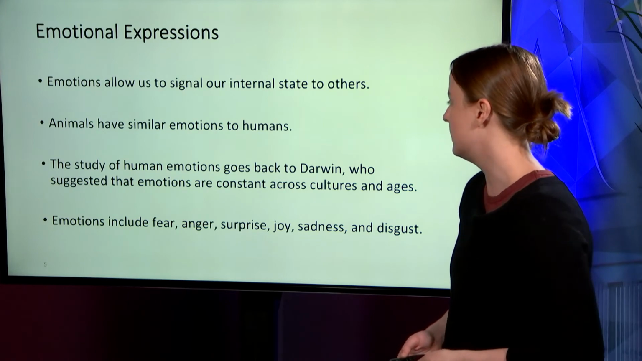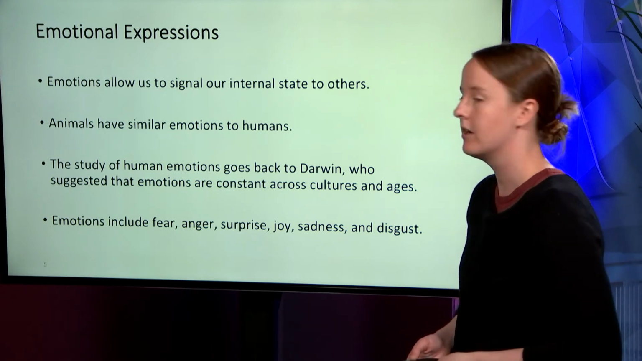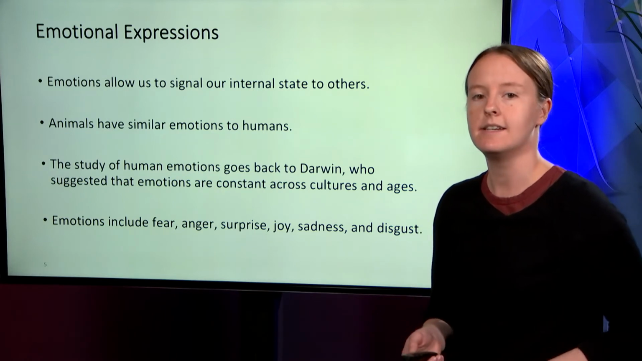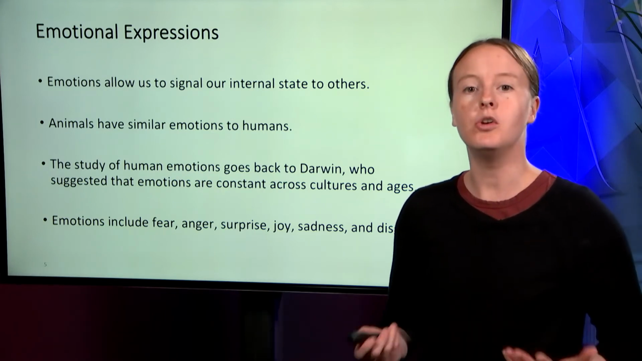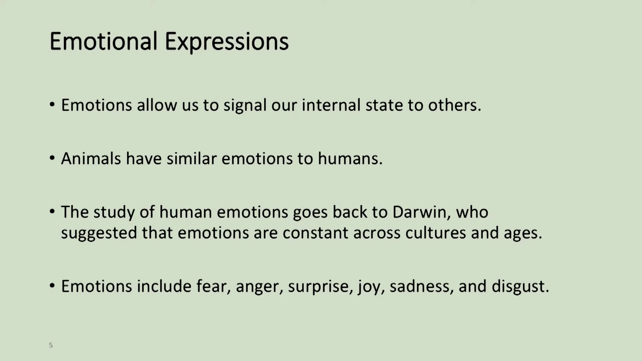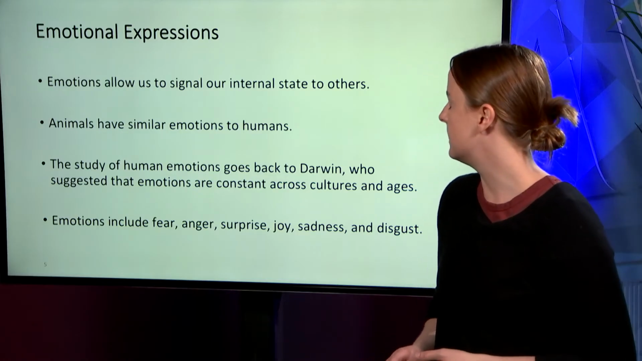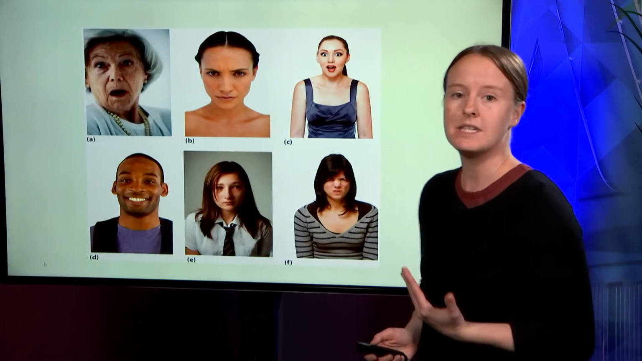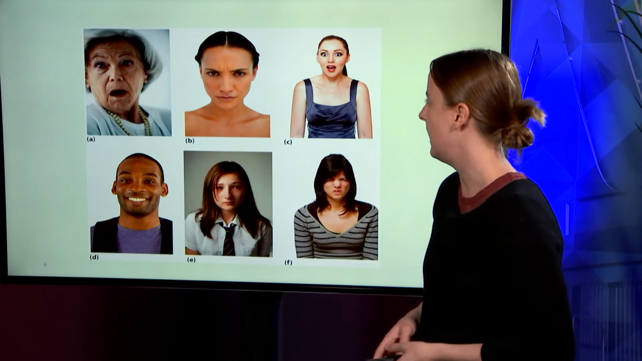Some common emotions include fear, anger, surprise, joy, sadness, and disgust. These are considered to be universal human emotions. We can go anywhere on the planet and people experience joy, people experience fear, people experience anger. And they map onto specific facial expressions that allow us to identify that emotional state.